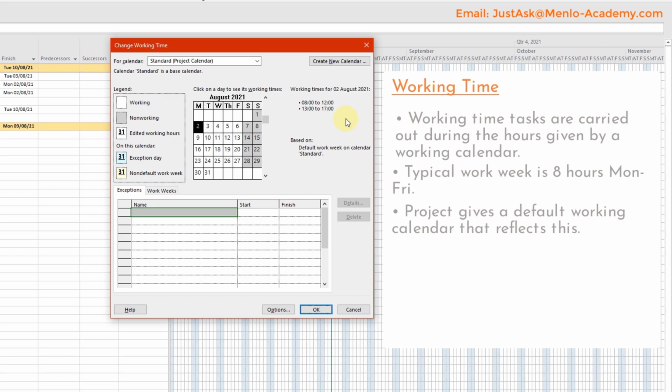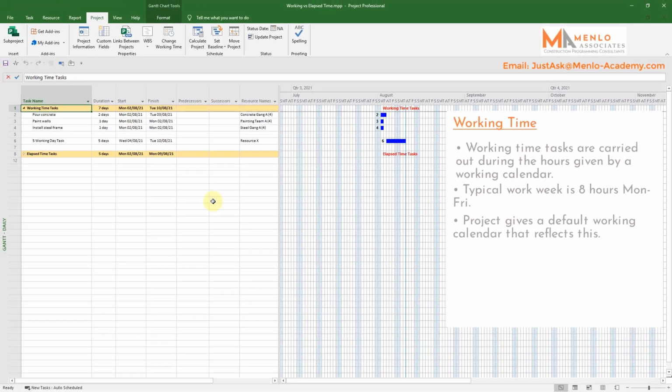If you tell Project that a task has a 5-day working duration, for the default working day calendar, you're saying there's a total amount of 40 hours of work. If this task was starting at the beginning of a Wednesday workday, it would not finish until close of play the following Tuesday workday.